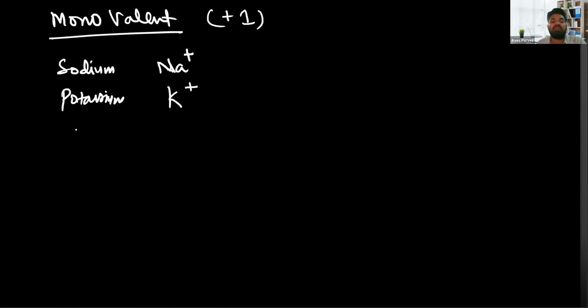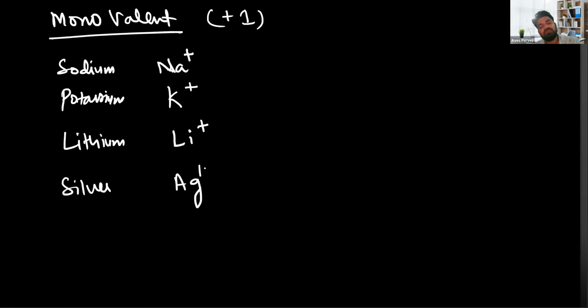Similarly, we have lithium. Its valency is also positive 1. Then we have silver. Silver is Ag. Its valency is also 1. Understood? Are you getting my point? Then if we have calcium, okay, let it be. Like we have copper.